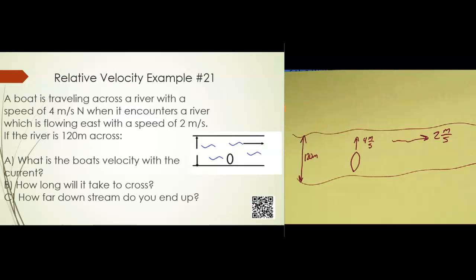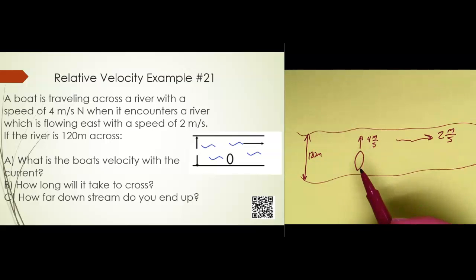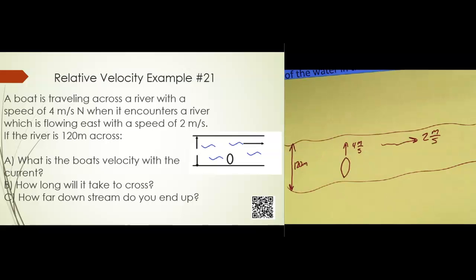Okay, for this next part, there are 3 questions, okay? So a boat is traveling across a river at a speed of 4 meters per second. So this is my boat traveling at 4 meters per second north. It encounters a river which is flowing east at 2 meters per second. If the river is 120 meters across, what is the boat's velocity with the current?